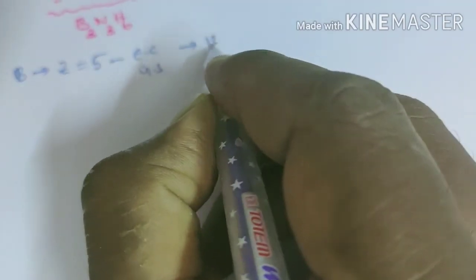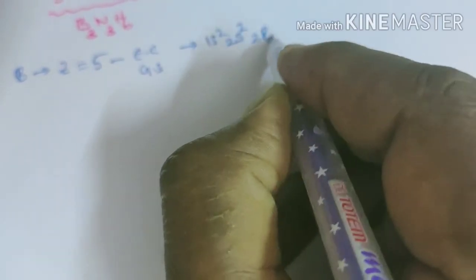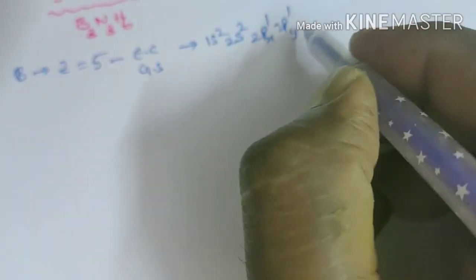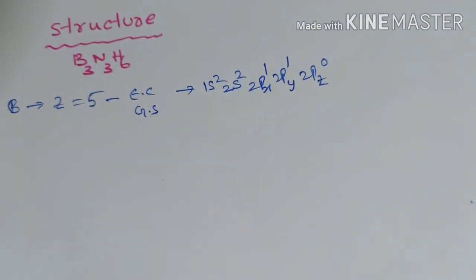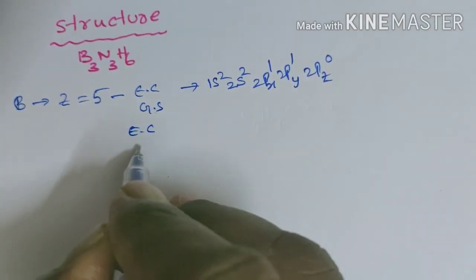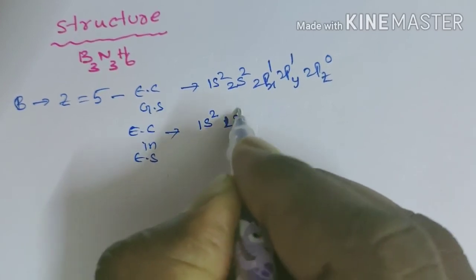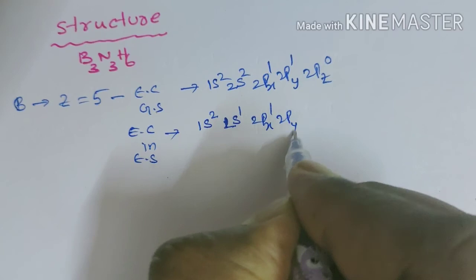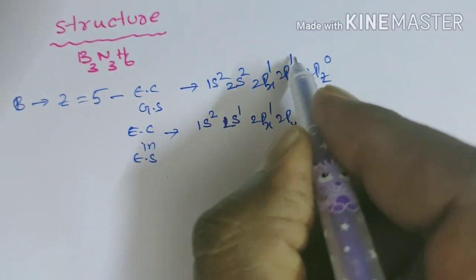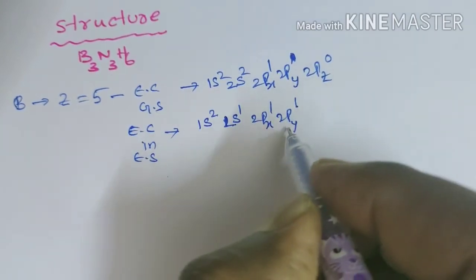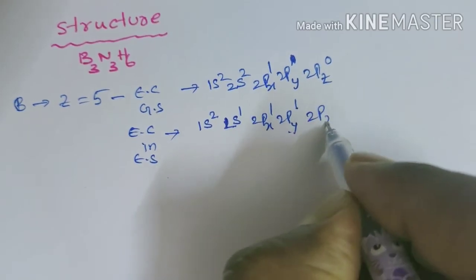Here we know very well that the boron atomic number is 5 and the electronic configuration in the ground state is 1s2, 2s2, 2px1, 2py1, 2pz0. This is the electronic configuration of boron in the ground state. Now we go for the electronic configuration of boron in the excited state. In the excited state, the configuration is 1s2, 2s1, 2px1, 2py1 and 2pz1.